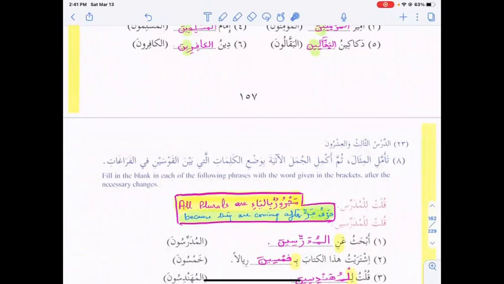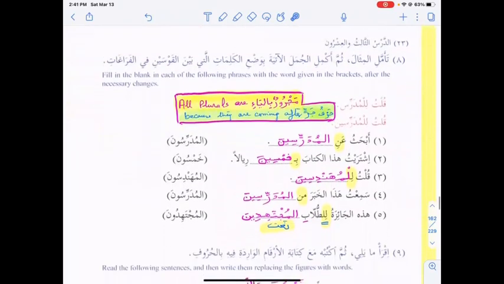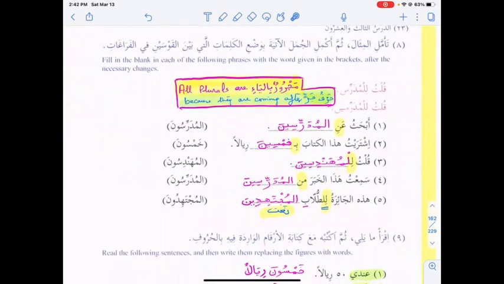Now, what is here? Now here, I think will come a mixed plate. No, again, I have written here, define. All plurals are majrur bil ya, because they are coming after harf jar. Okay, brothers? So, abhathu, I am searching. Searching for whom?